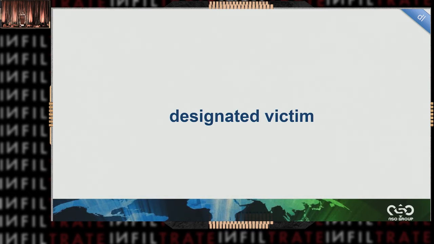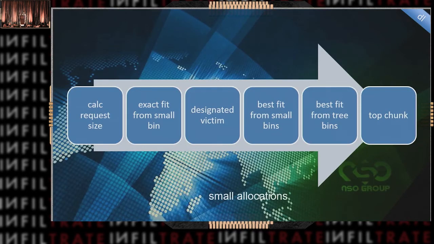It doesn't sit in any bin, and having the designated victim helps to localize allocations to a given memory segment, which can be useful when you consider how CPU caches work. Small allocations which don't have an exact match in the bins will be split off from this chunk. So for a small allocation, a request size smaller than 100 hex bytes, this is the flow.